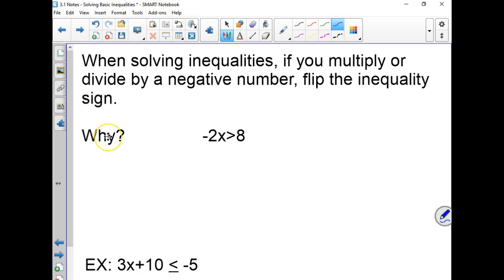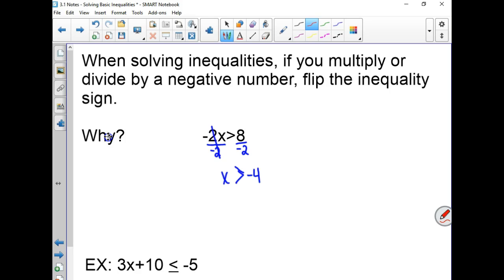So let's do some solving of inequalities. When we were solving inequalities, we basically solve like we solve a normal equation, except if you multiply or divide by a negative number, you must flip the inequality sign. So let's look at why we have to do that here. If I divide both sides by negative 2 here, that will give me x on this side. It'll give me negative 4 right here. If I do not flip the inequality sign, if I leave it as it is, then that means x is greater than negative 4.